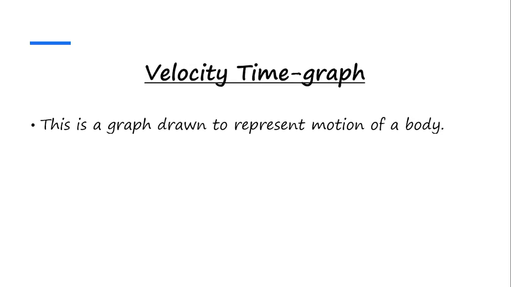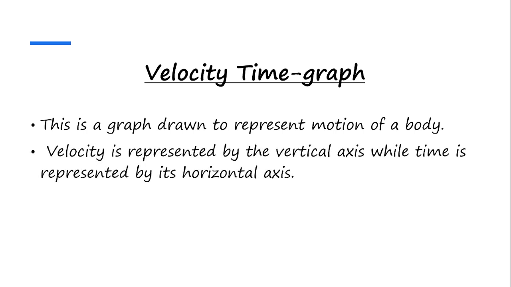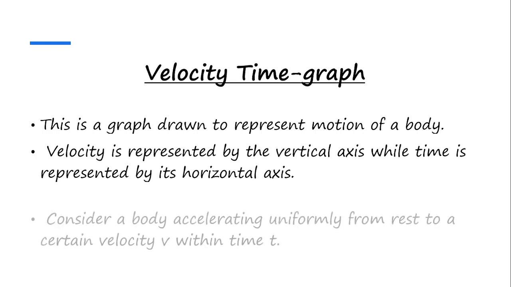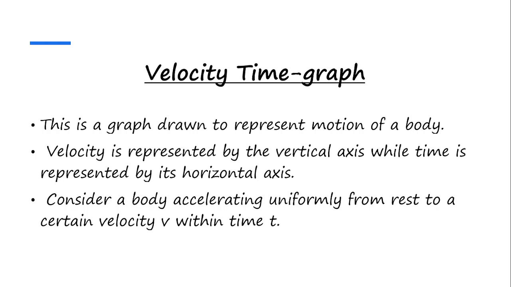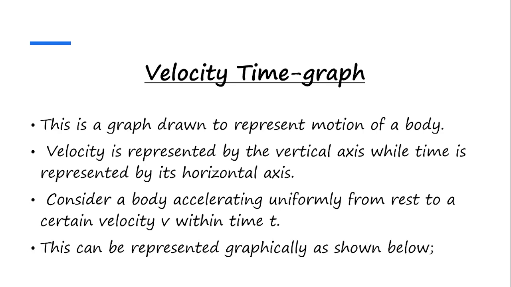Velocity time graph, this is the graph that is drawn to represent the motion of a body. So this is the simple graph that is drawn just to show the motion or the movement of a body from one point to another. The velocity is represented by the vertical axis, while the time is represented by the horizontal axis. So there are two axes in the velocity time graph, the vertical and the horizontal. The vertical one represents the velocity, and the horizontal one represents the time taken. Consider a body accelerating uniformly from rest to a certain velocity v within time t. This can be represented graphically as shown below.